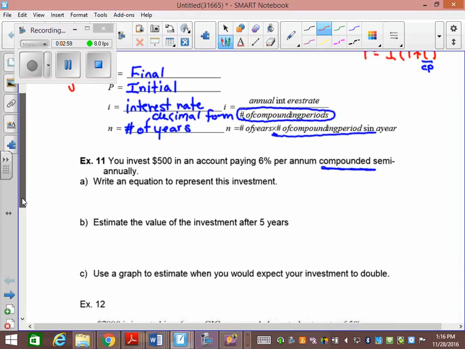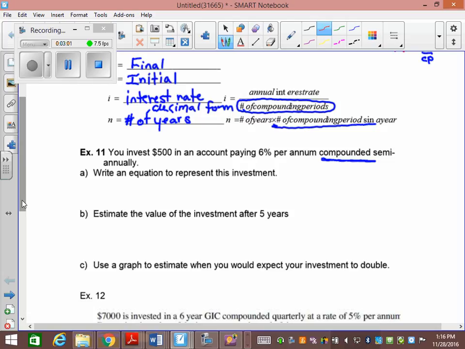So you invest $500. So that's going to be your initial. So 500. In an account paying 6%. So that's my interest rate. So I'm going to go 1 plus 0.06. But I'm going to remember to put a line underneath it because I need to divide by the number of compounding periods.